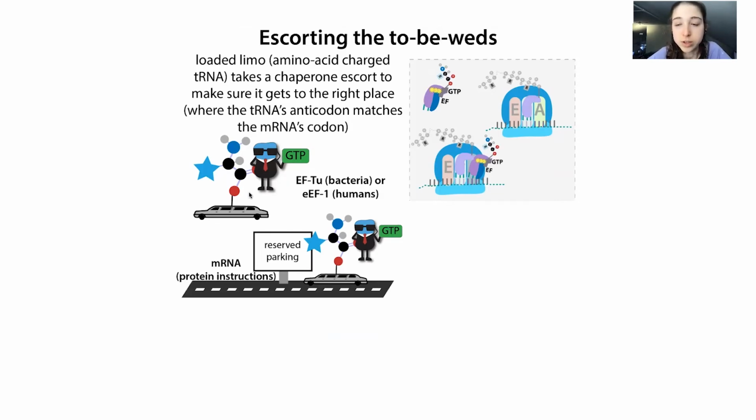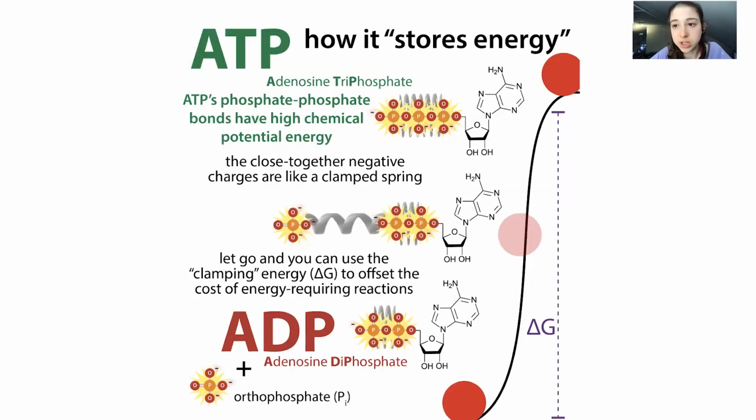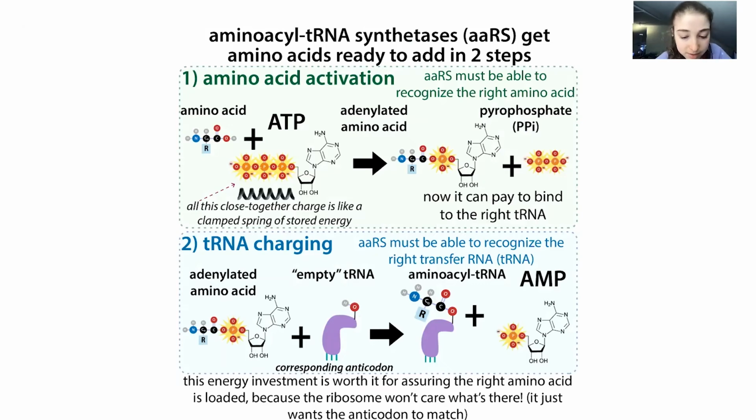We just charged our tRNA, so we have our loaded limo. Then this chaperone escort comes, and this chaperone is going to be an elongation factor. These elongation factors, in bacteria it's EF2, and in humans it's EF1. The basic idea is that this is going to be a GTPase. We talked about how ATP could store energy. It's the same idea with GTP, except you have a different nucleotide. They have the same triphosphate, so they can act as energy.